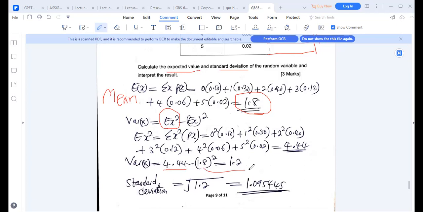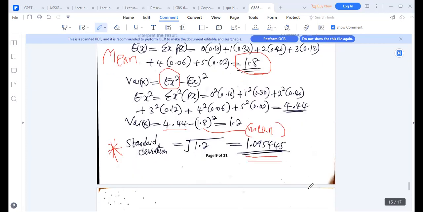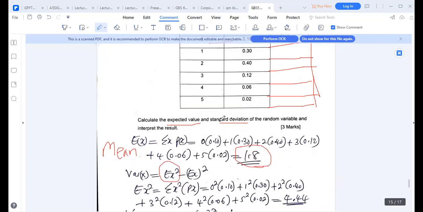This is the mean that we have gotten. And then we sort out that. We are simply getting down to the value of standard deviation, 1.095455. So this is it on the standard deviation aspect. So from here now, we have answered the question on this.